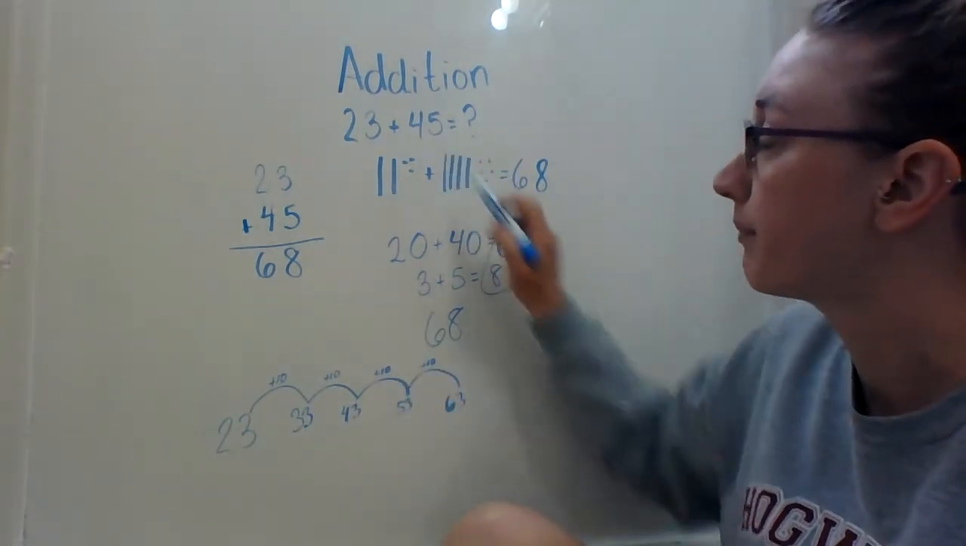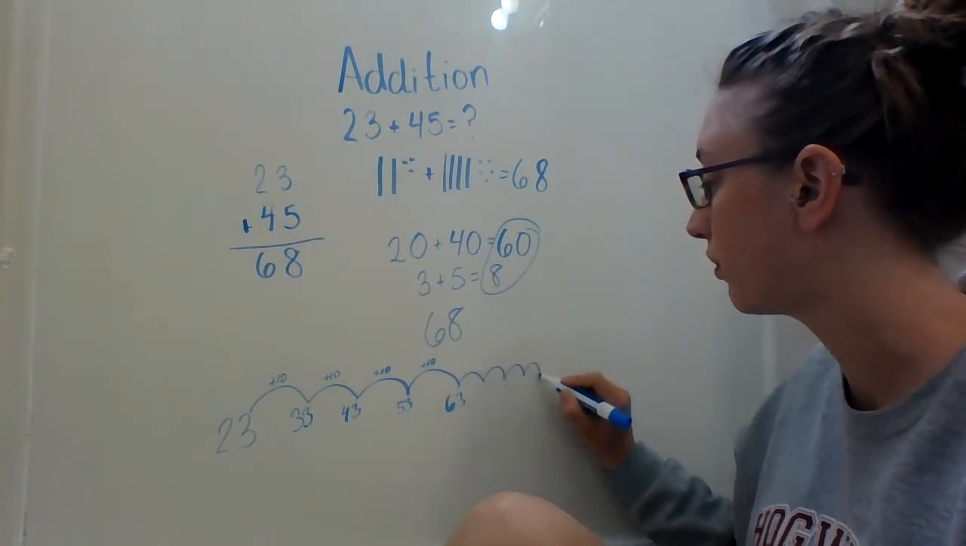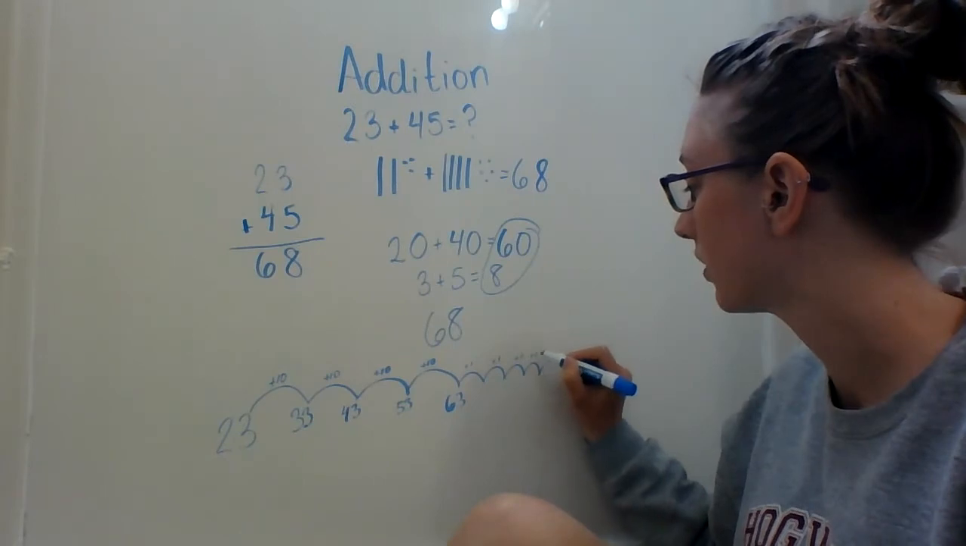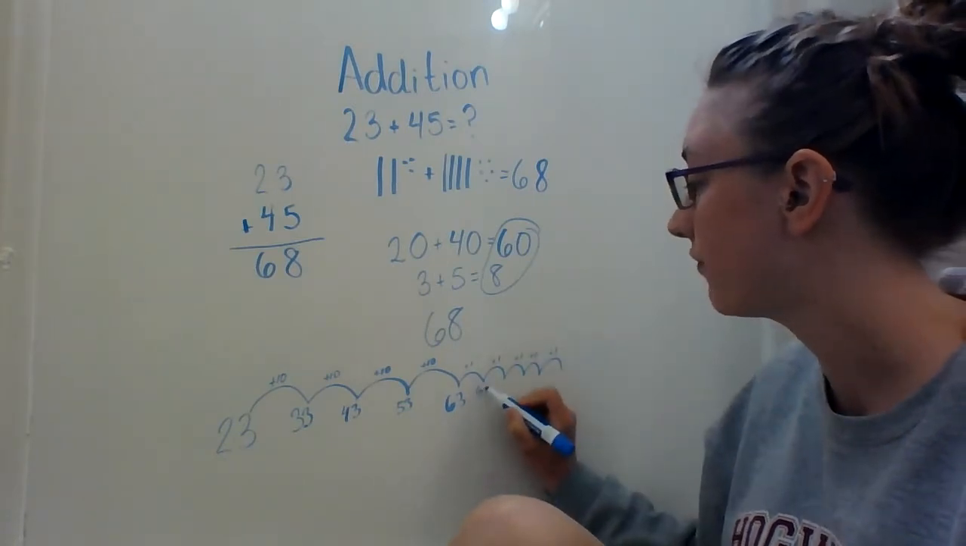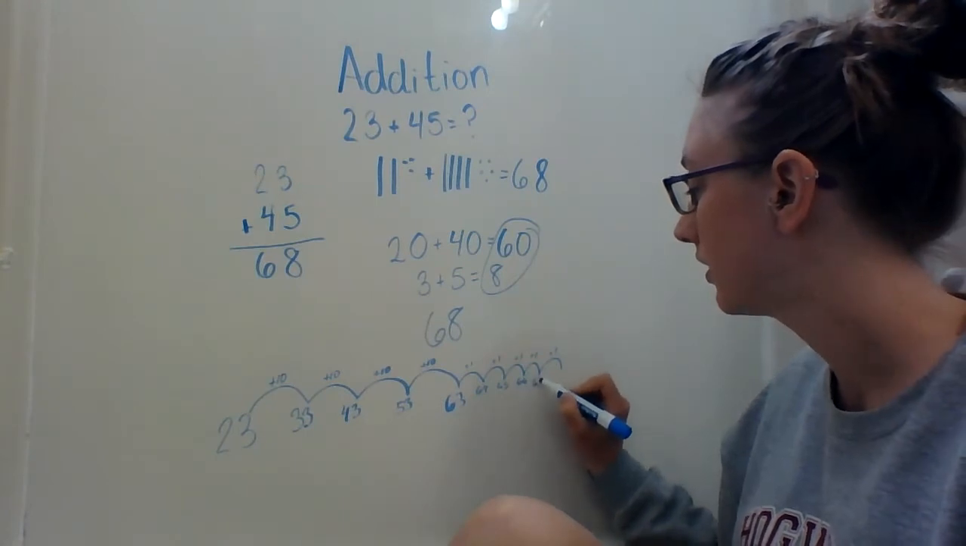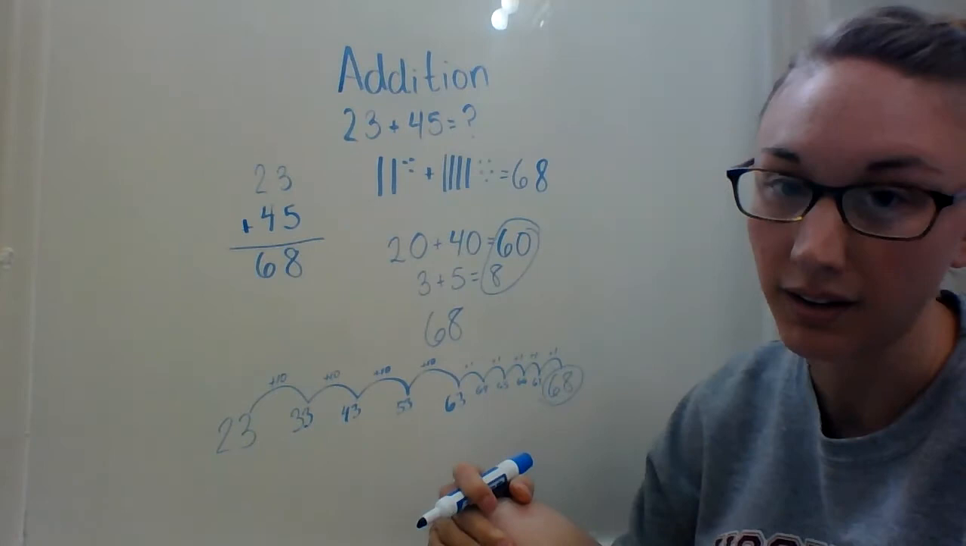Now I have to hop up 5 ones. So I'm going to do 1, 2, 3, 4, 5, plus 1, plus 1, plus 1, plus 1, plus 1. And then if I fill in my numbers, I should end up right at 68. I landed right on it.